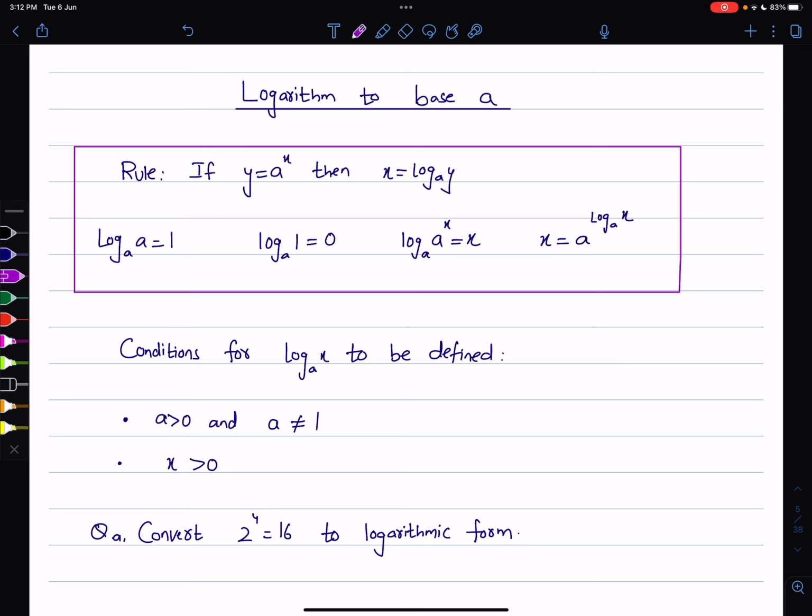For example, if we have y equals 2 to the power of x and we want to convert this into the log form, then x being the power would be equal to log to the base 2 of y.